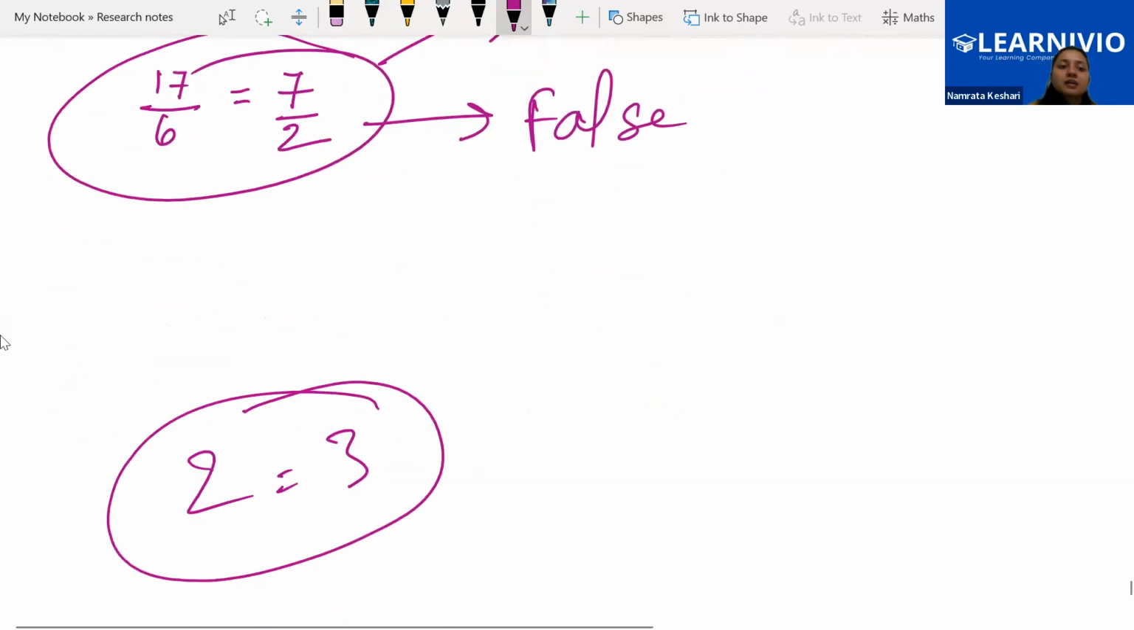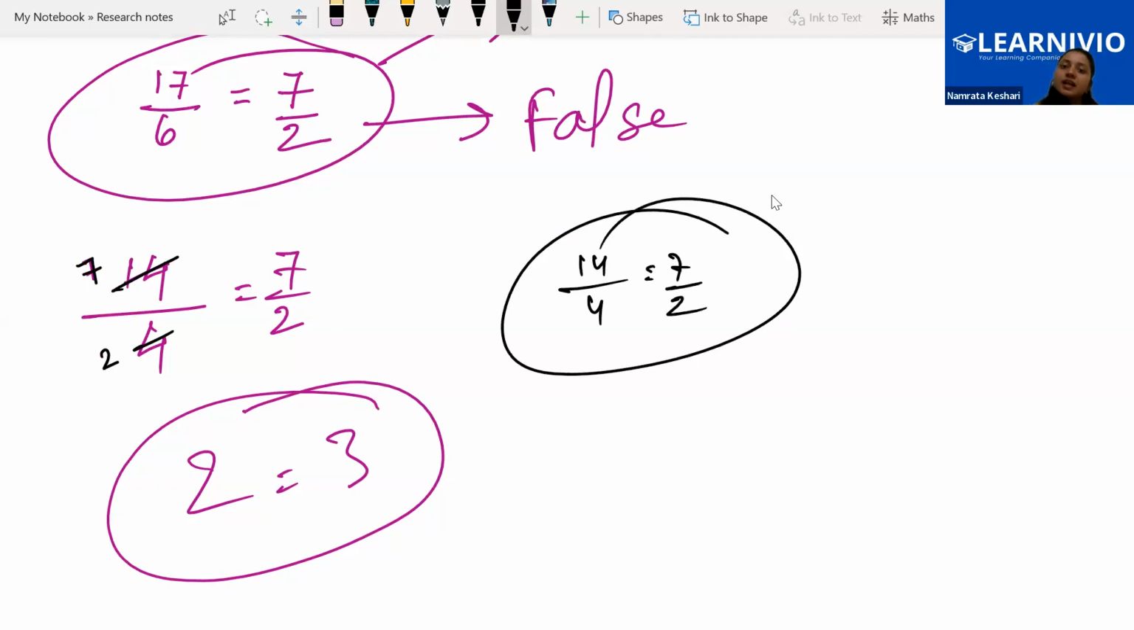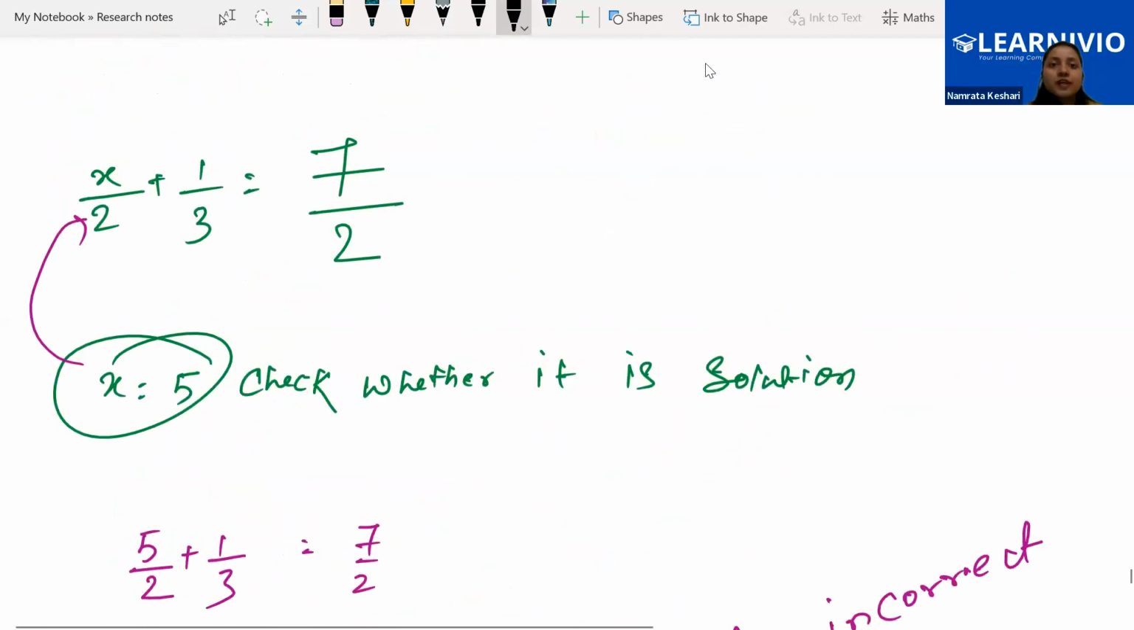Yes, if I write 14 by 4 equals 7 by 2, then we can check it. If we do the cancellation on 14 by 4, what are we going to get? Cancelling 2, 7 times 2 over 2 times 2, we are getting 7 by 2. So yes, 14 by 4 is equal to 7 by 2. This is correct. But 17 by 6 equals 7 by 2 is invalid. Totally false.